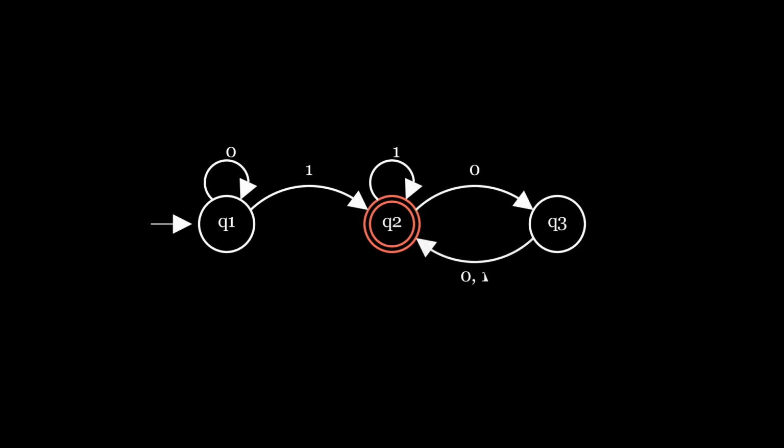The arrow coming in from nowhere on the left marks our starting state, where we begin computation. The state with two circles is called the accept state, and this is where our machine can consider a computation as complete and an input as valid. Arrows from one state to another are called transitions, and the inputs marked above them are what trigger the state change. We can feed this machine strings of zeros and ones, and it will read them left to right.